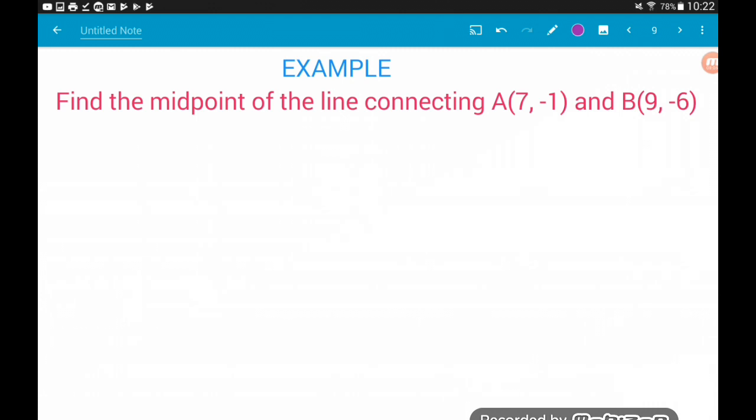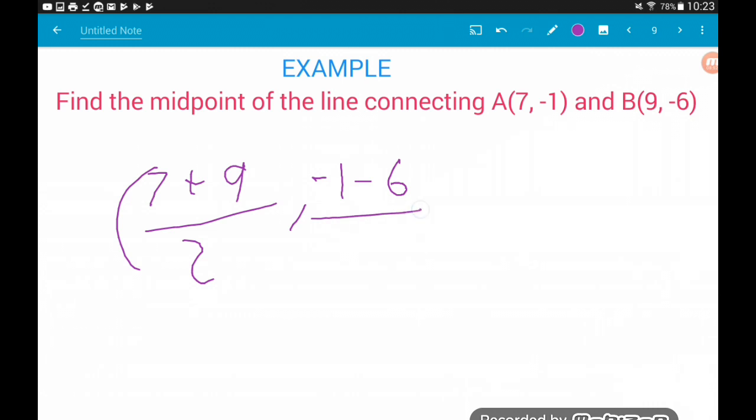Okay, you might not even get a nice drawing of your line segment. You might just get given 2 coordinates here. So find the midpoint of the line connecting point A, (7, -1), and point B, (9, -6). So, we'll take A to be our x1, y1, and B to be our x2, y2. Nothing's changed. Just because we don't have the drawing of the line segment really doesn't matter. We don't need that. So, to find the coordinates of the midpoint, we are going to do (7 + 9)/2 and (-1 + (-6))/2, so (-1 - 6)/2.